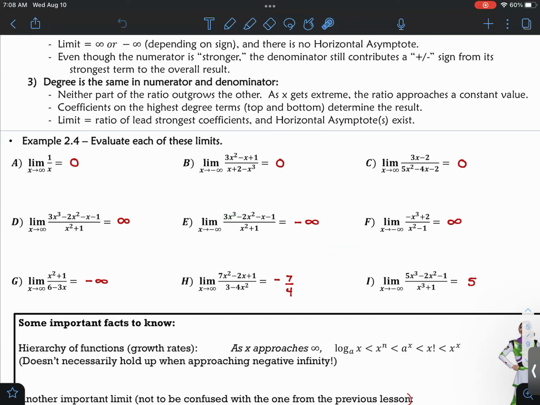E is the same function, but this time to negative infinity. Okay, so now I'm plugging really, really negative numbers into 3x to the third. That goes to negative infinity. The sign is not flipped by the denominator at all.